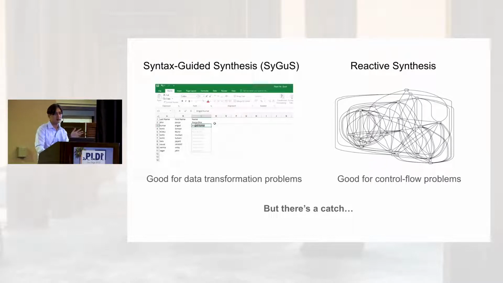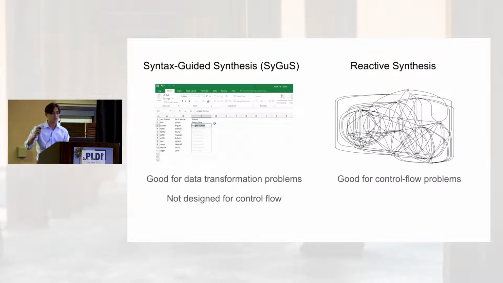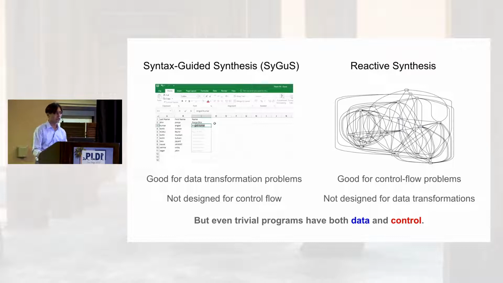While SyntaxGuided is great for these data transformation problems, it's actually hard to define control flow properties. Something must eventually be true, something must always be true, and so forth. And on the flip side, reactive synthesis has a little bit of trouble defining data transformation properties, saying, okay, we need to concatenate these strings, we need to subtract numbers, we need some set operations, and so forth. And the problem is that even the most trivial programs generally have both data and control.